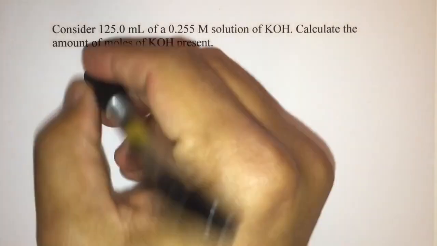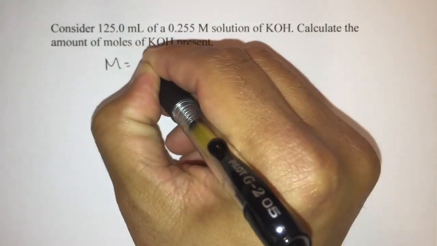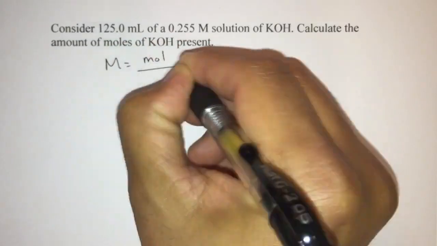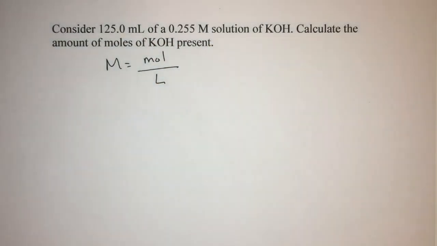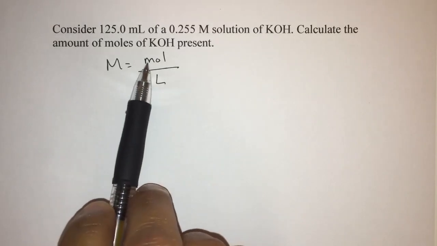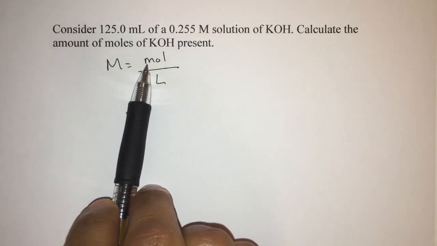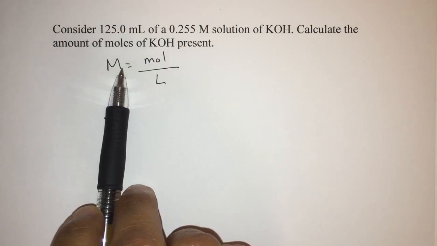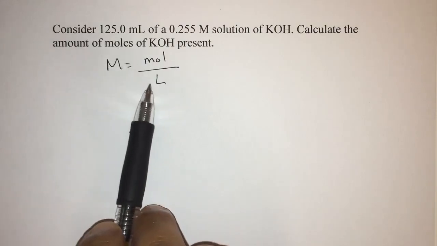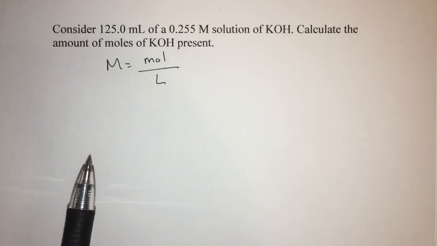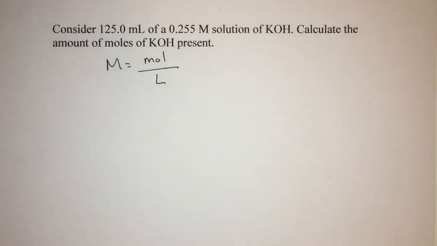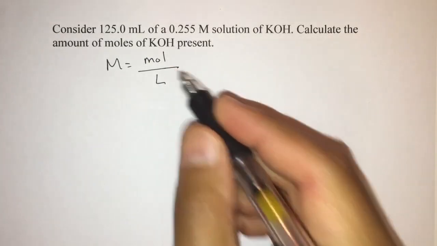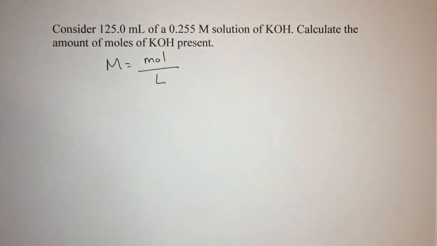Now, remember, we're studying molarity. Molarity is the moles of solute per liter of solution. And in this example, we're looking for the moles of KOH. Now notice, the molarity is given to us, and the volume is given to us. And so what we'll have to do is find the moles using the volume and the molarity. So this is the way we'll set it up.